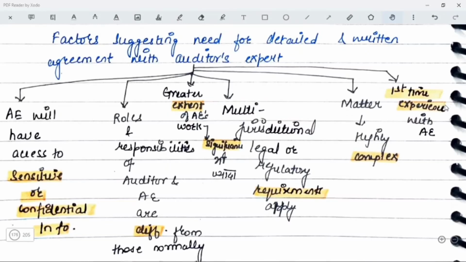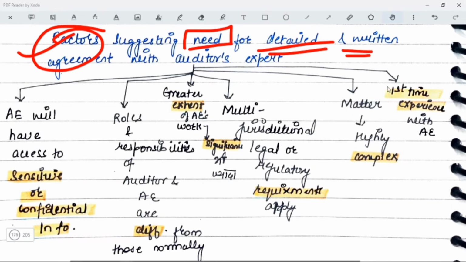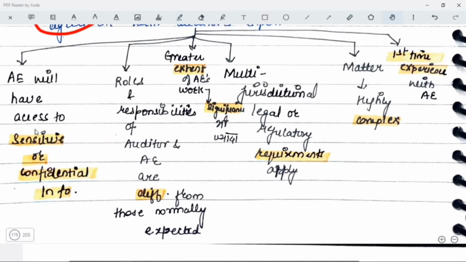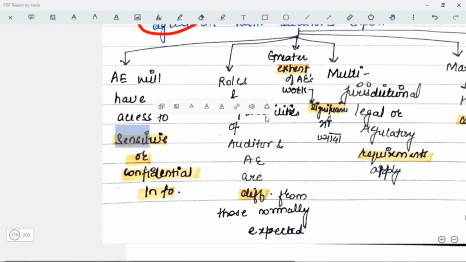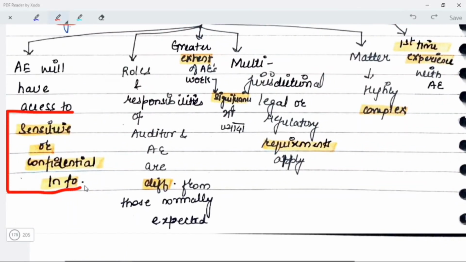Next, what are the factors suggesting need for a detailed and written agreement with the auditor's expert? What are the factors that help you know that there is a need for you to have a detailed written agreement? First of all, the auditor's expert will have access to sensitive or confidential information of the client, as well as maybe the procedures that you are performing. So in this particular case, you will have to have a written agreement. Detail होना चाहिए, जिससे कि कोई भी confidentiality breach ना हो, कोई भी client का sensitive information या data कहीं बाहर leak ना हो जाए.